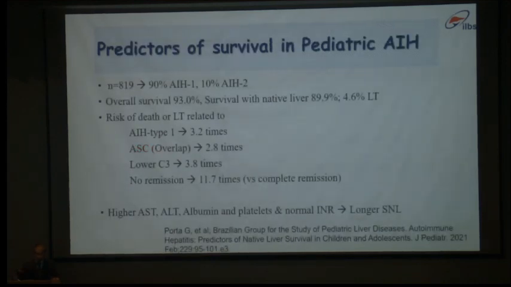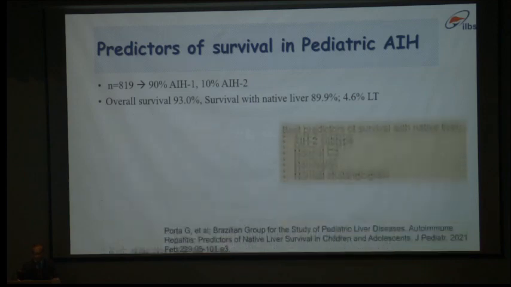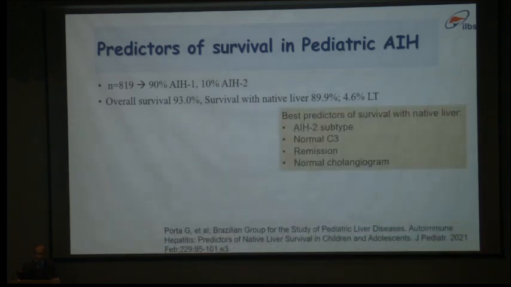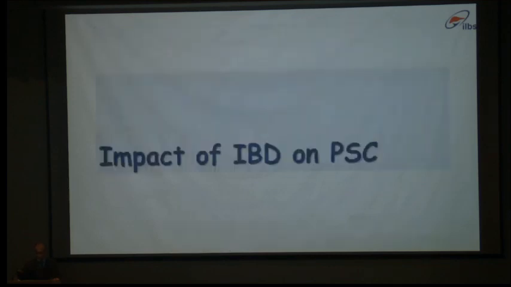So what about predictors of survival in pediatric autoimmune hepatitis? In this cohort of 819 patients, one of the risk factors was overlap, that is autoimmune sclerosing cholangitis, which was associated with risk of death or liver transplant. The best predictors of survival with native liver in pediatric autoimmune hepatitis, as per this study, were AIH type 2, normal C3 levels at diagnosis, and remission, and also a normal cholangiogram. If the cholangiogram is abnormal, suggesting sclerosing cholangitis, that actually indicates a poor prognosis.